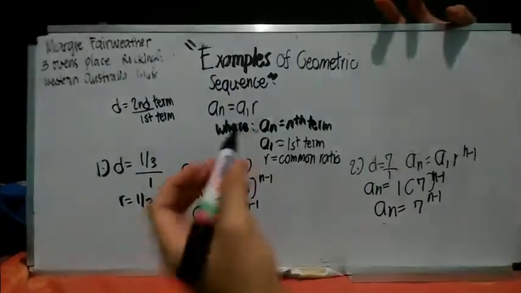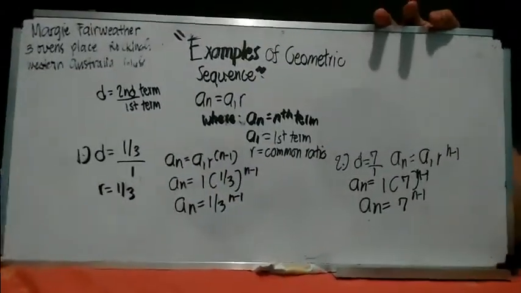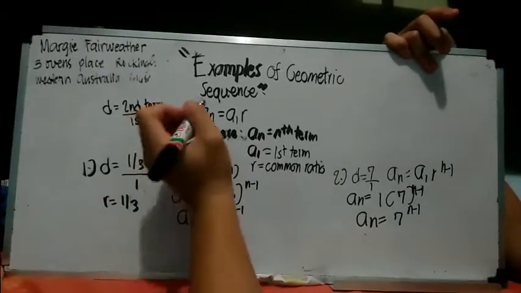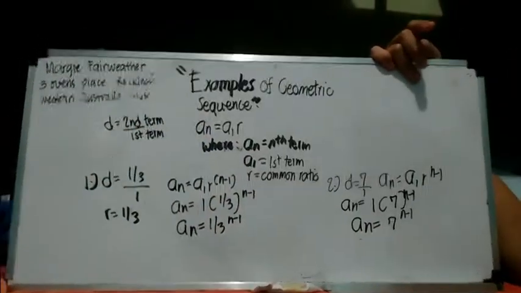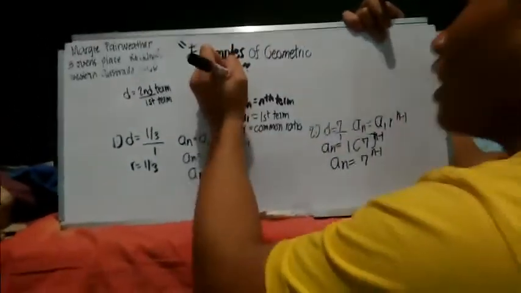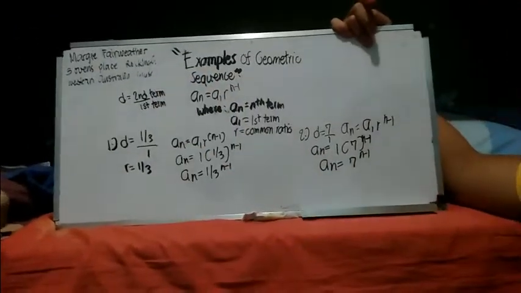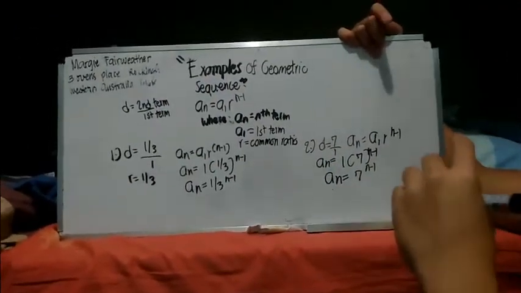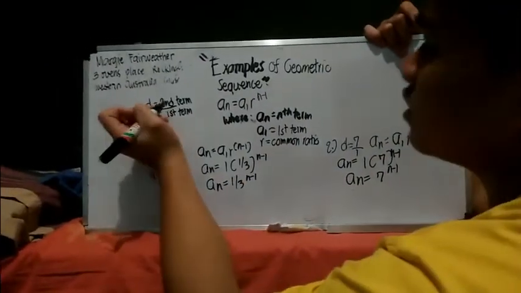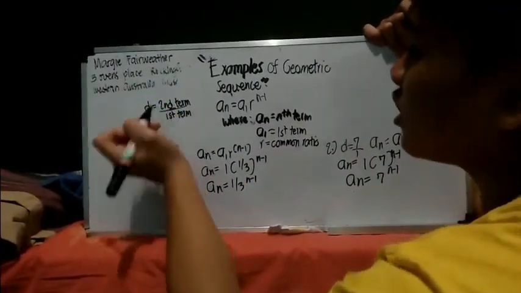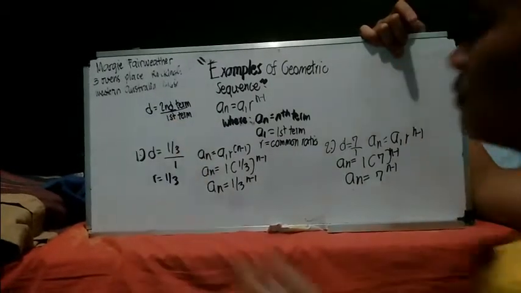So here are the examples of geometric sequence. Here's the formula: a_n is equal to a_1 times r to the power n minus 1. So r means the common ratio. To find the common ratio, you must first determine the second term and the first term.